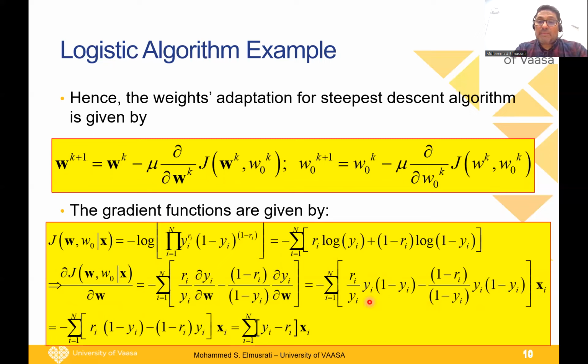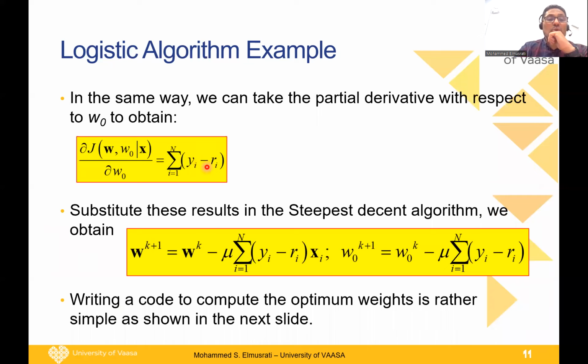Now we just expand this equation. Finally, we get the final equation: the adaptation factor will be the summation of yi, the estimated probability of each input, minus Ri, the hard probability, which can be 1 or 0, times xi, the input. This will be the optimum adaptation factor in this equation. And we can do the same for W0, the drift, and this gives us this equation.